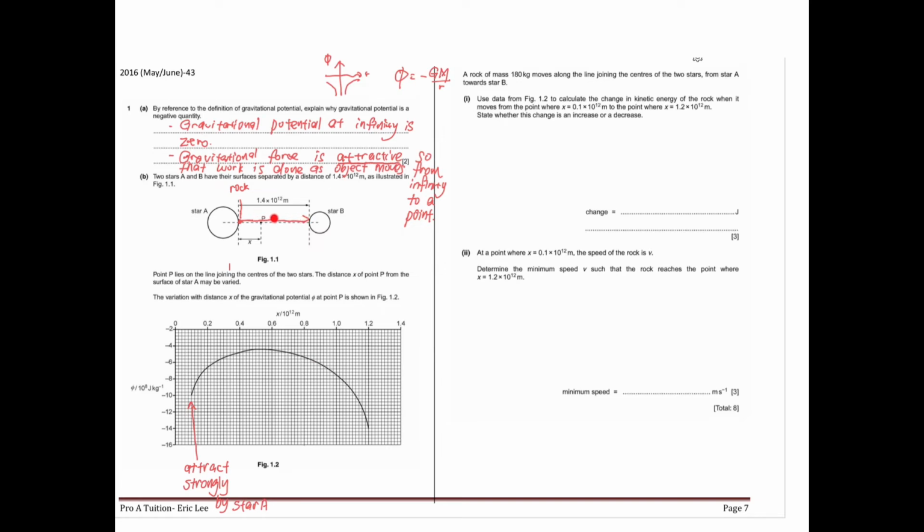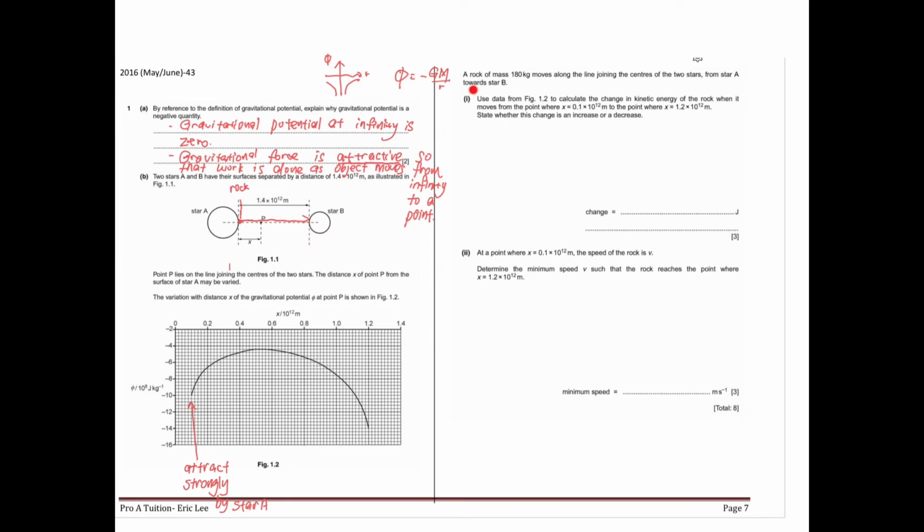So when they are getting closer and closer to star B, like what I said, star B starts attracting the rock more and more. Hence, as you can see in the graph, it keeps going down, getting more and more negative in terms of phi, the gravitational potential, meaning that the attraction is getting stronger and stronger when the rock approaches star B.